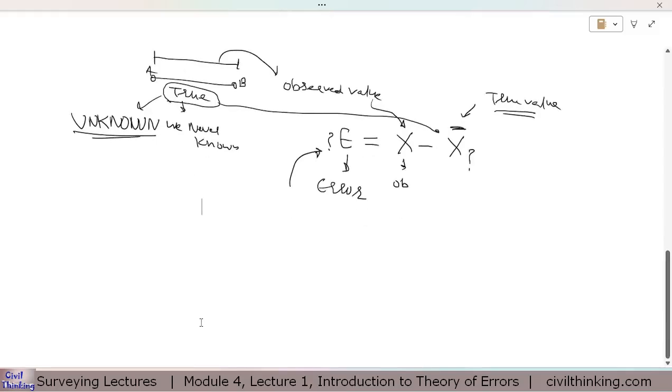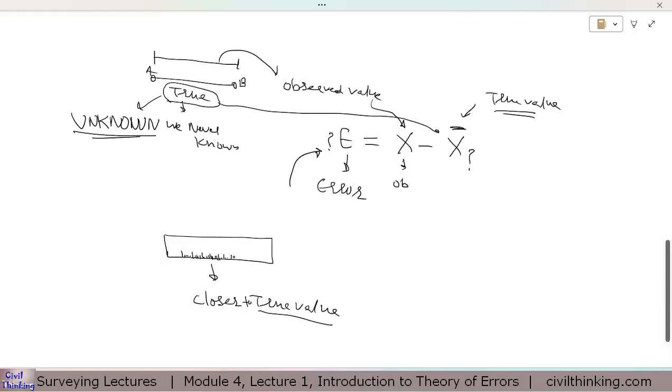Let me tell you one more point. As technology moves on, the least count of the measurement improves and the accuracy increases, so we come closer to the true value. As we use more and more expensive, more and more efficient devices, we come closer and closer to the true value, but we will never reach the true value.